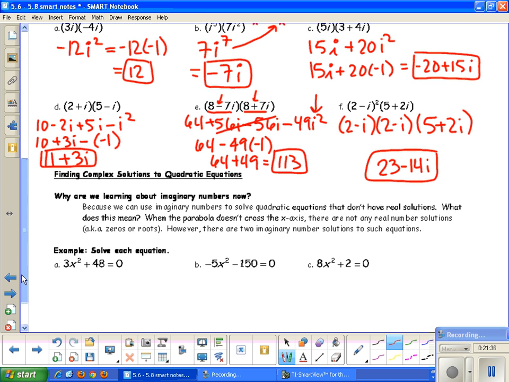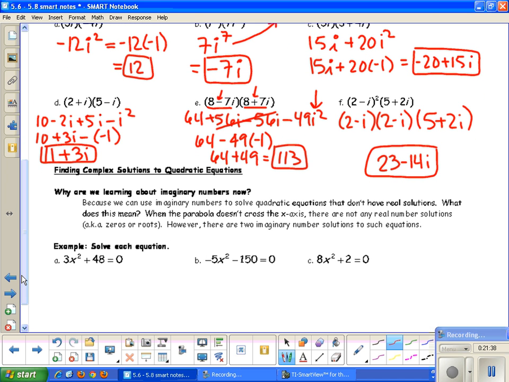So why are we learning about imaginary numbers now? The reason is because we can use imaginary numbers to solve quadratic equations that don't have real solutions. So what does that mean? So when the parabola doesn't cross the x-axis, remember there are not any real number solutions, aka no zeros or roots. However, there are two imaginary solutions to each of these equations.